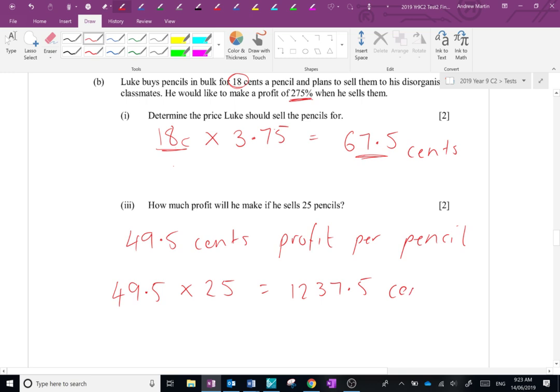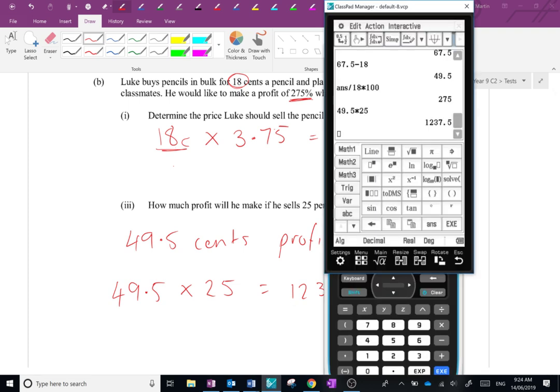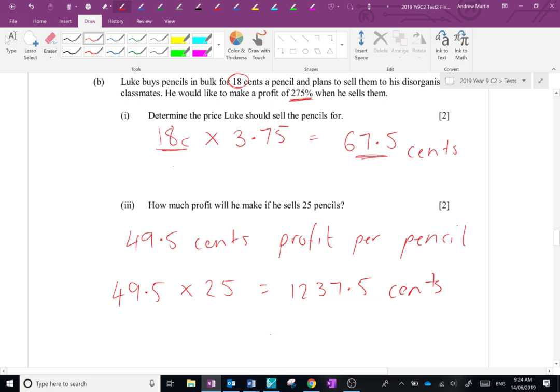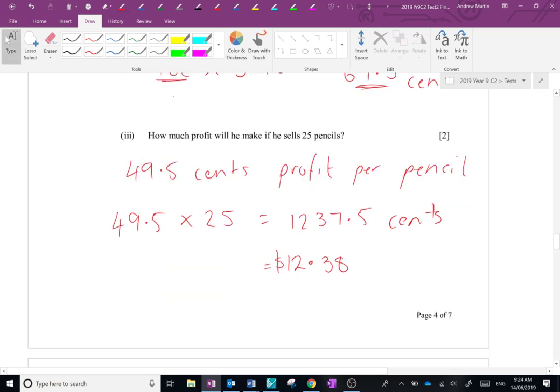cents. But we need to change that into dollars because that doesn't really make sense. So how do we convert from cents to dollars? 100 cents is $1, so we divide by 100, yeah. So if we divide by 100, it's $12 and 37.5 cents. We'd round that to 38 cents. Okay, that would be our final answer.